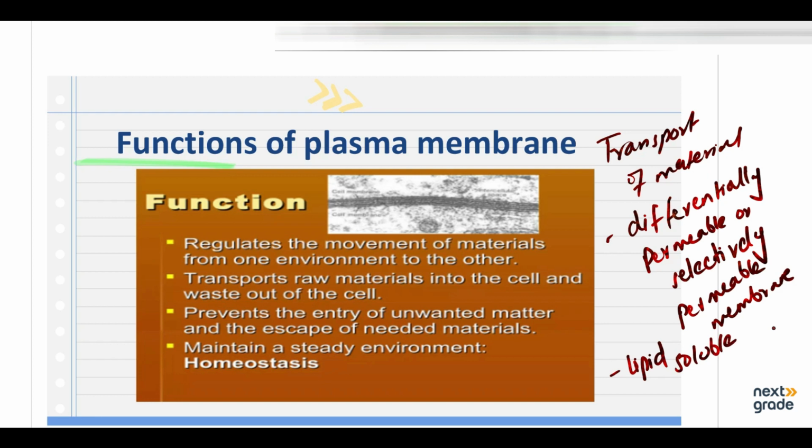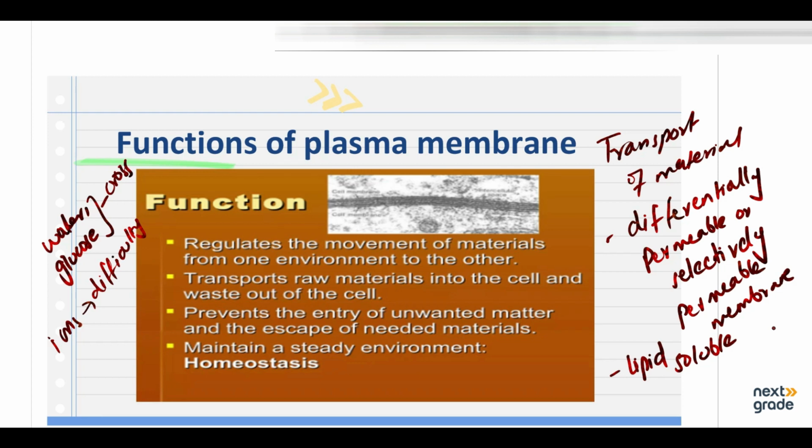They can pass across it more easily. Therefore, it regulates the movement of material from one environment to the other environment, right? Many small molecules like water, glucose, they are neutral, so they can easily cross. While ions, these are the charged particles, so they do have some difficulty in crossing the plasma membrane.